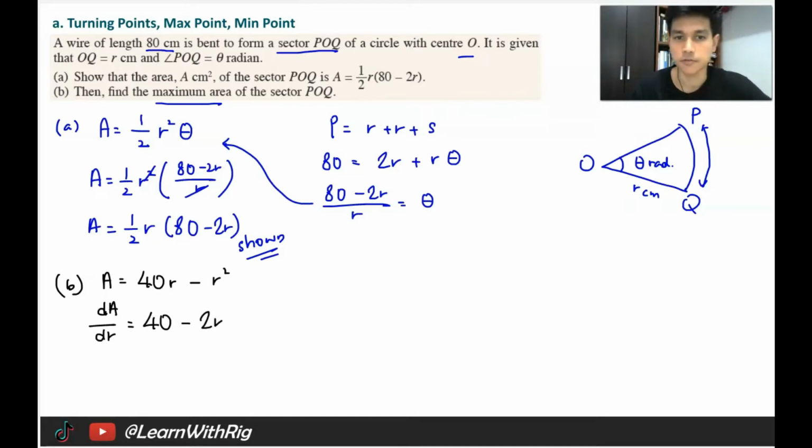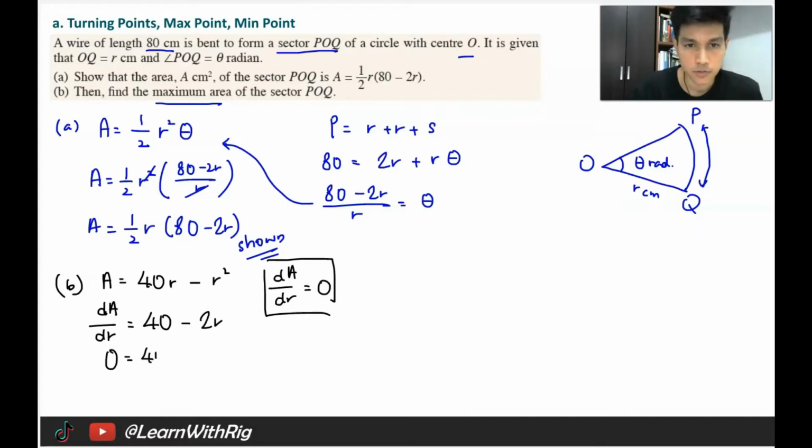Okay, so you have to differentiate. Okay, so now they ask to find the maximum. So what is the maximum? dA dr equals to 0, right? I told you the condition. Maximum means the gradient equals to 0. So 0 equals to 40 minus 2r. 2r equals to 40. r is equals to 20. 20 what? 20 cm.